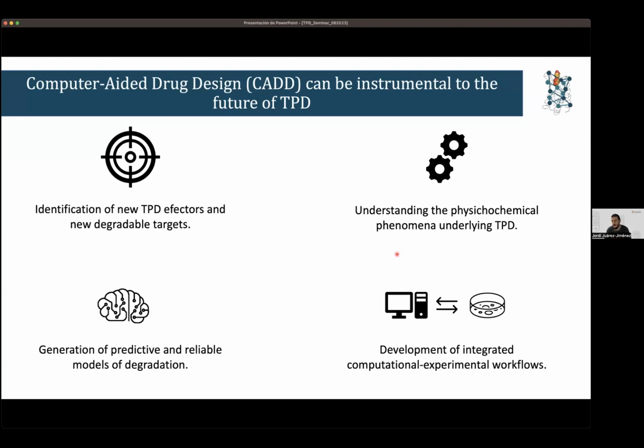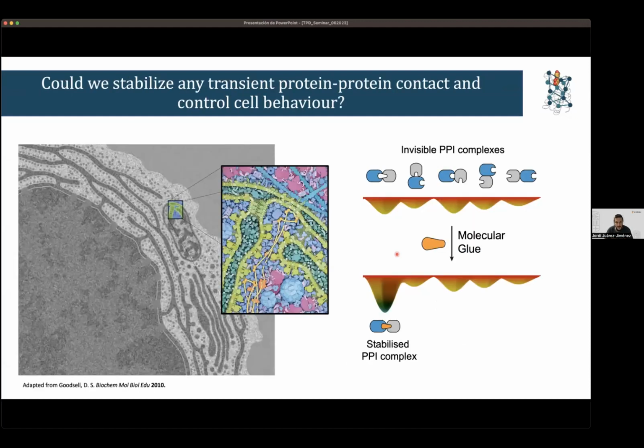But currently my focus is more on the basic understanding, trying to understand the physicochemical phenomena that drive targeted protein degradation, specifically with molecular glues, right? Because when you put the molecular glue mechanism in a physicochemical perspective, you can imagine that in the crowded space of a cell, you have at any given time a very high number of transient contacts, right?